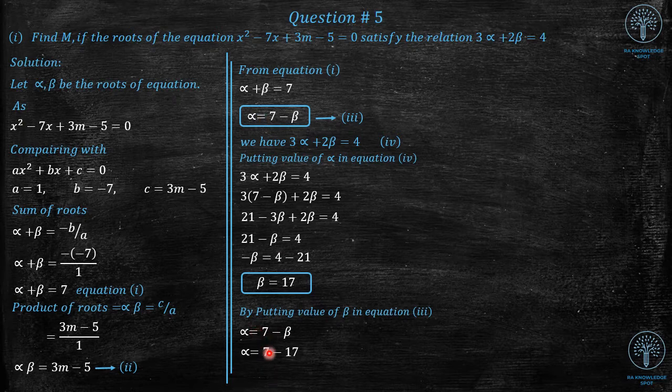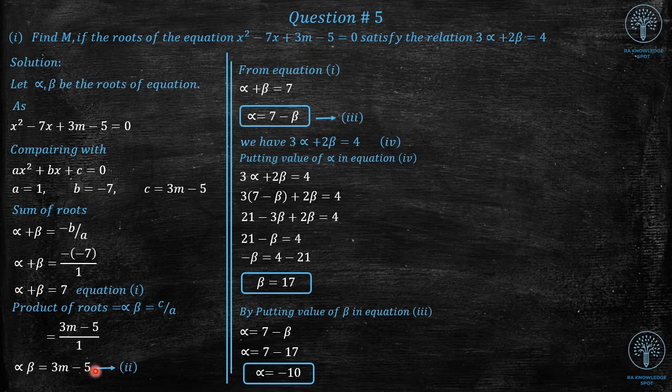Now 7 is as it is, minus is as it is, and the value of beta is 17. After subtracting you will get alpha is equal to minus 10. Now finally we got the value of alpha beta. Just find out and tell me where you have to put the value of alpha beta so that you can find the value of m.